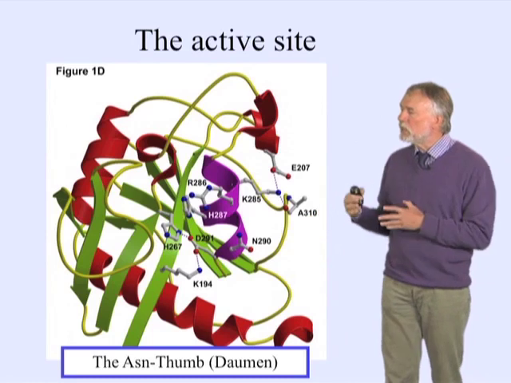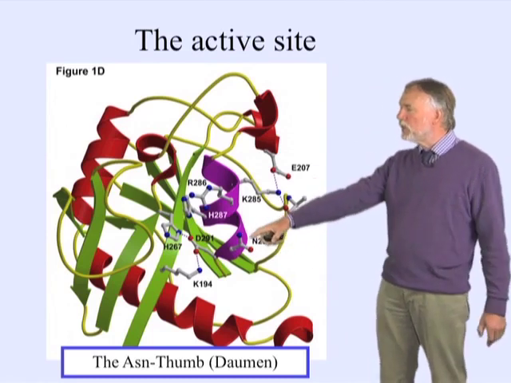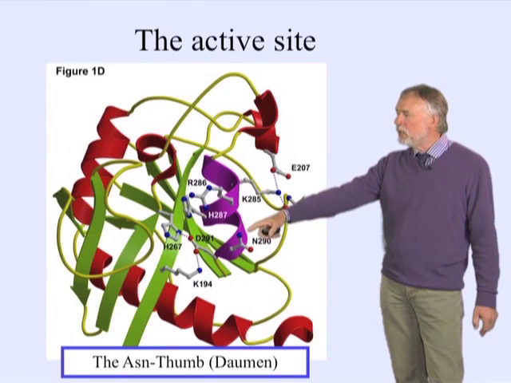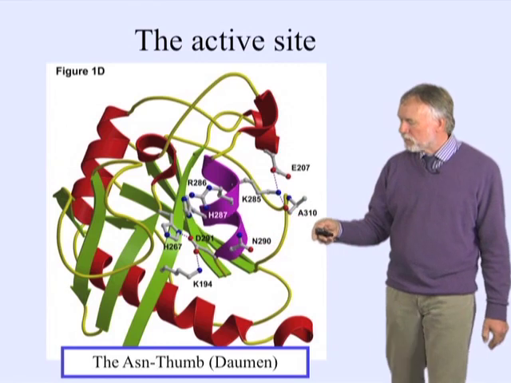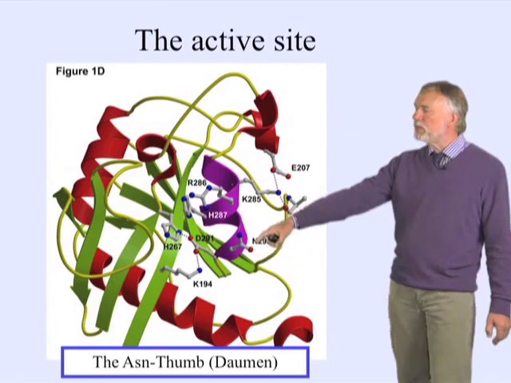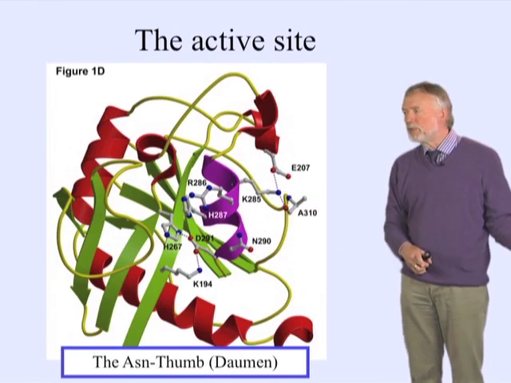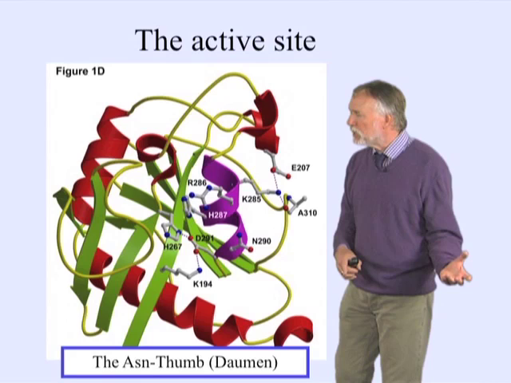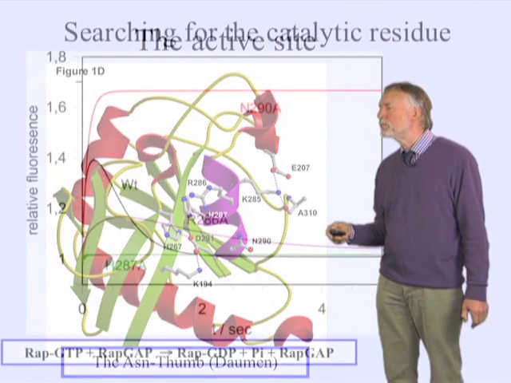And indeed, you can mutate many of these and you see certain effects, but the most dramatic effect happens when you mutate N290, an asparagine sitting on this catalytic helix. When you mutate that, you get the following result. We call it, by the way, the arsen thumb, to make a difference to the arginine finger. It's an arsen thumb, as you will see in a minute why we call it an arsen thumb.